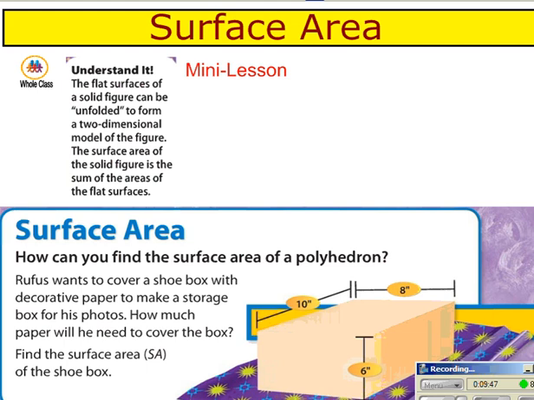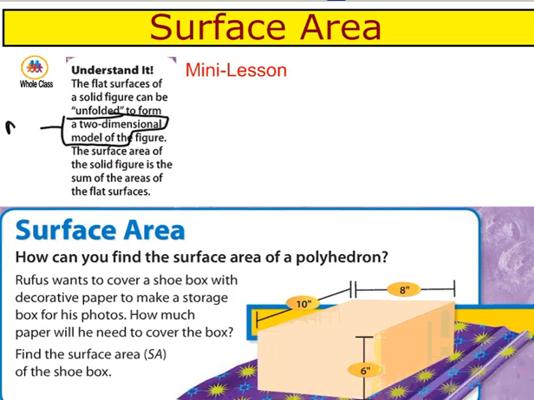All right, so let's look at this one. It says, understand it. The flat surfaces of a solid figure can be unfolded into a two-dimensional model. So a net is basically a two-dimensional model of a three-dimensional figure. The surface area of the solid figure is the sum of the areas of the flat surfaces. So when you find the area of one surface, you add them all together, and that's the surface area.